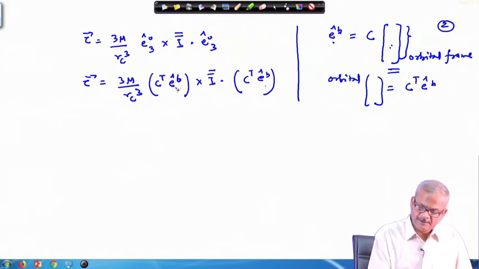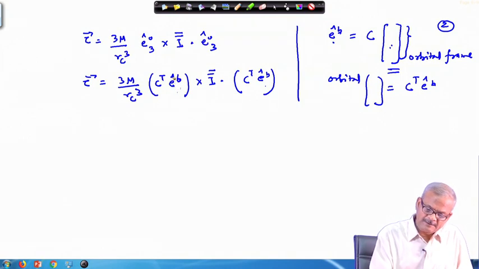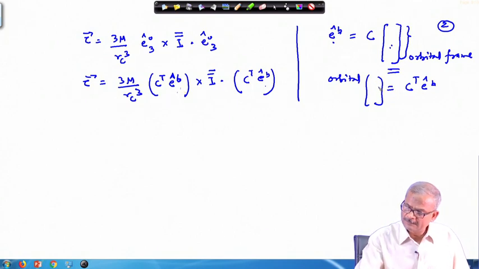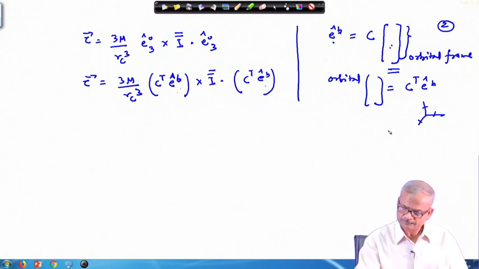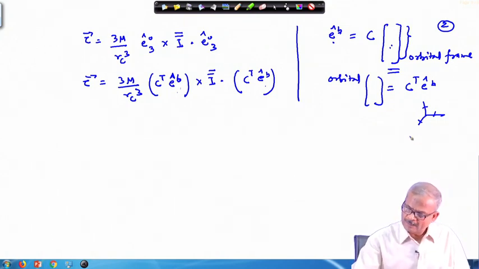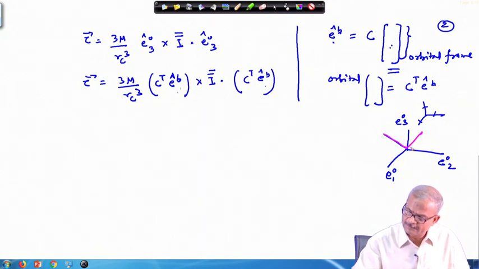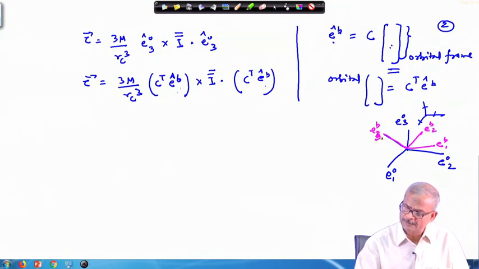This E cap B does not indicate just a vector along any one of the body axis directions. It is indicating all the three. It means I have this orbital frame E 1 0, E 2 0 and E 0 3, and then we have the body frame here, E B 3.